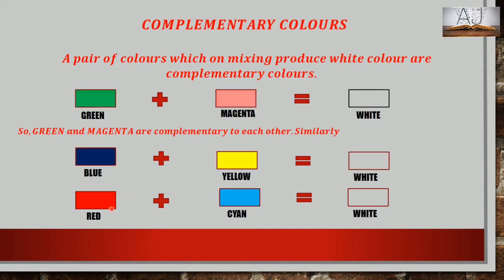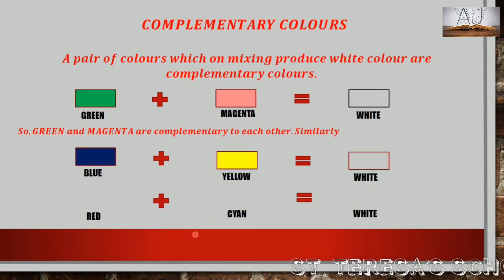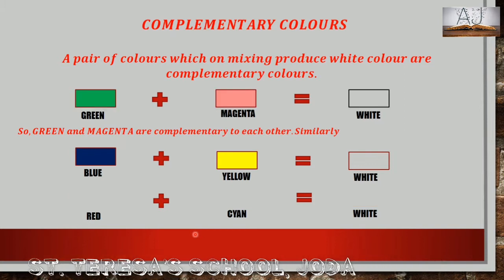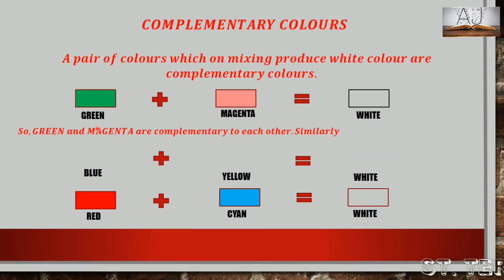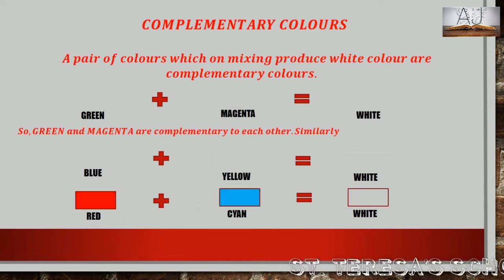Similarly, blue and yellow are complementary because when we mix blue and yellow, we get white. Similarly, red and cyan are complementary colors because on mixing them we get white. So these are the pairs of complementary colors. Remember, 2 colors.